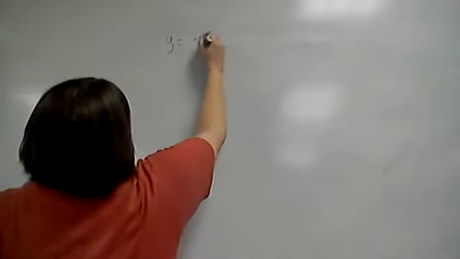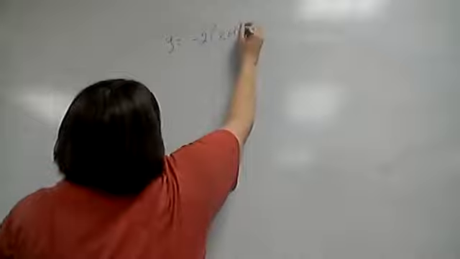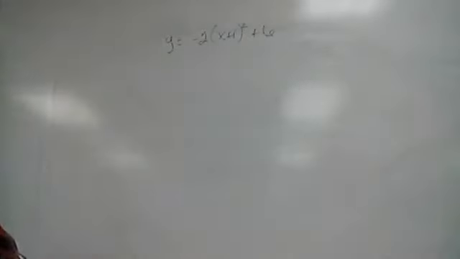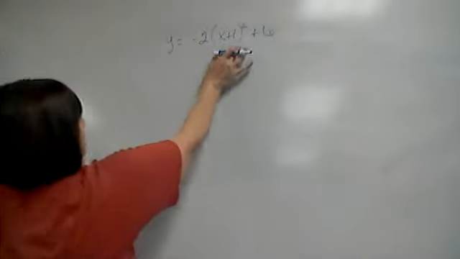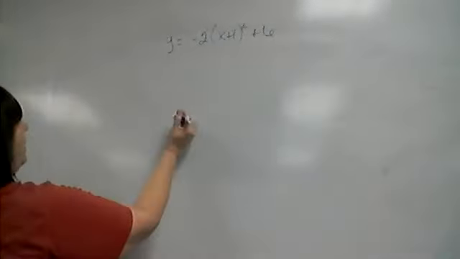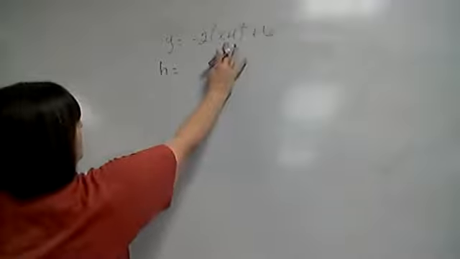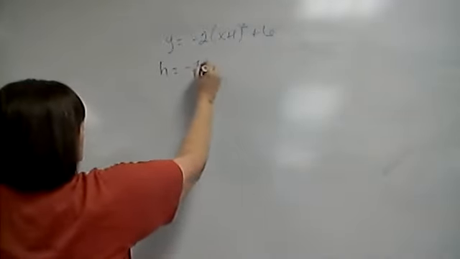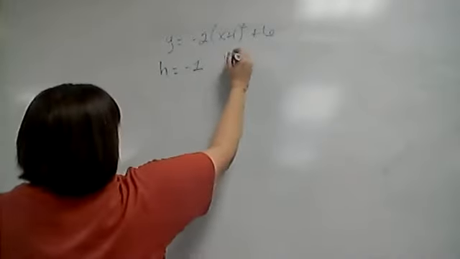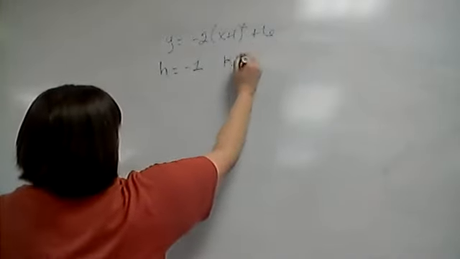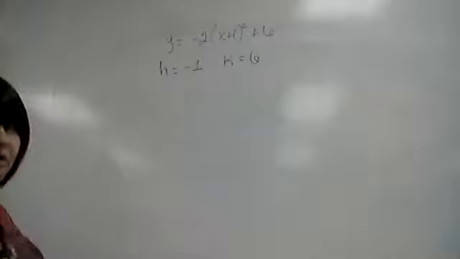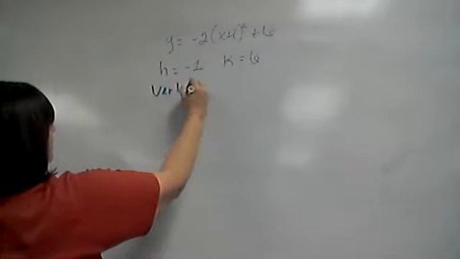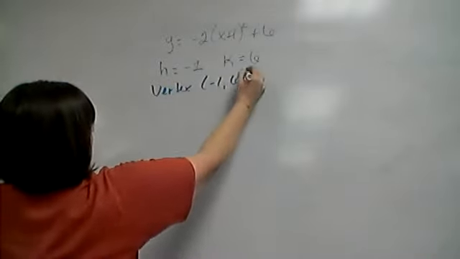y equals negative 2 (x plus 1) squared plus 6. So we're going to graph this. This is in vertex form because you have the parentheses to the second power. All right, h. Remember on h we take the opposite. H is always with x, so instead of a plus 1, it's going to be negative 1. And k is going to be whatever's added or subtracted. So that is a 6. K stays the same sign. So your vertex is (negative 1, 6).